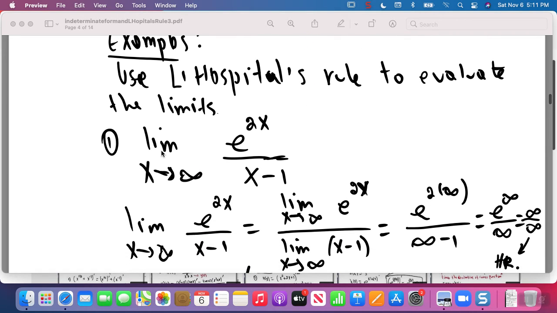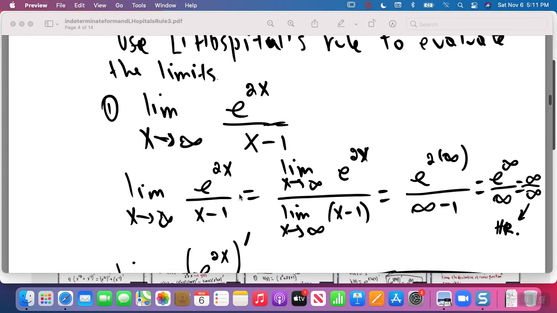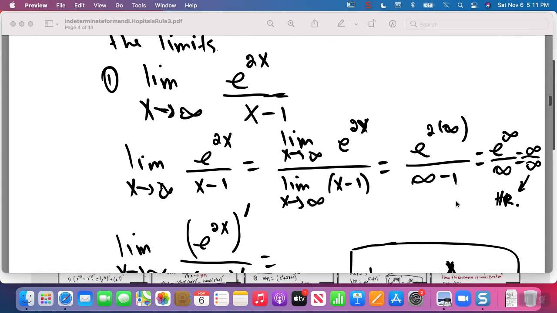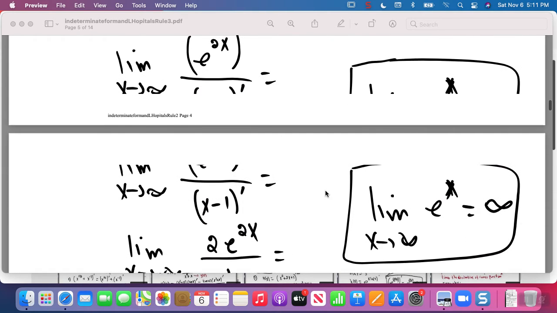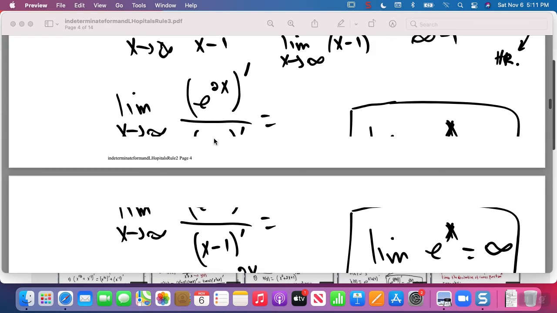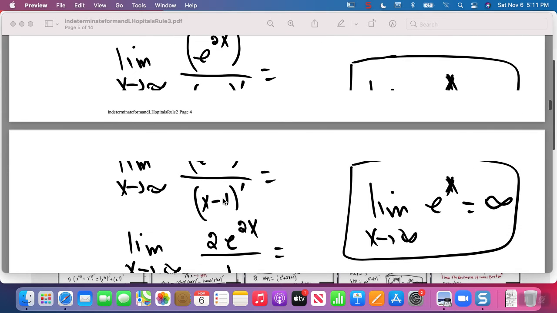So here we have the limit as x approaches infinity of e to the 2x divided by x minus 1. When you let x go to infinity, e to the 2x will go to infinity, and then x minus 1 will go to infinity. So you have a case of infinity over infinity, which means we can apply L'Hopital. L'Hopital says to take the derivative of the numerator divided by the derivative of the denominator.